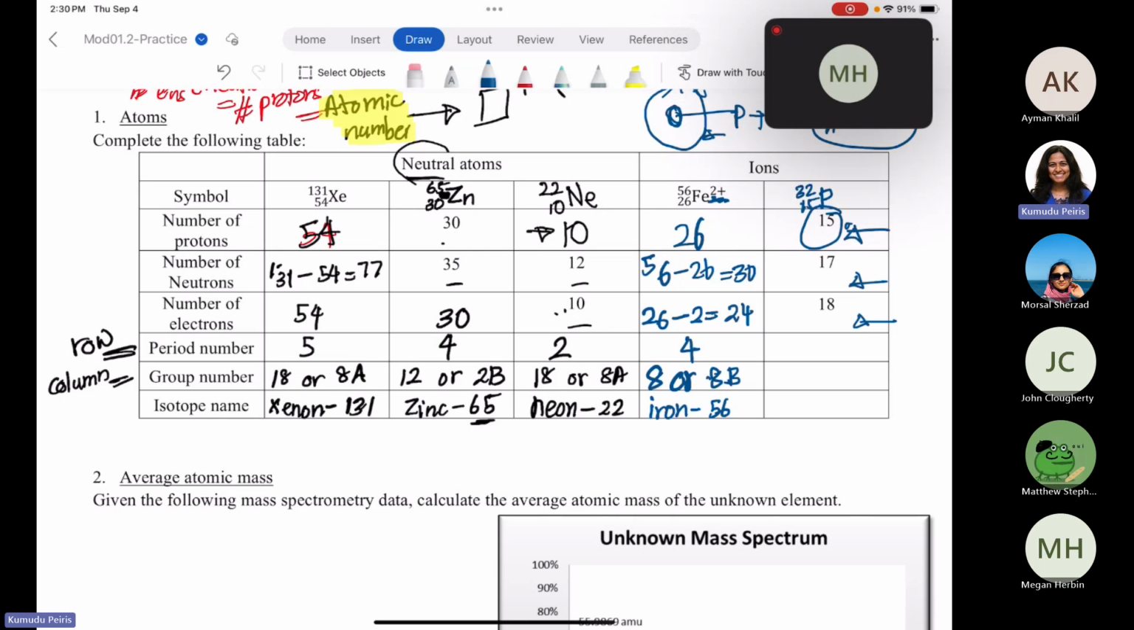How did I get the 32? I added the 15 plus 17, right? So the period number is 3. Okay, next, what is this one? This is not a neutral ion.